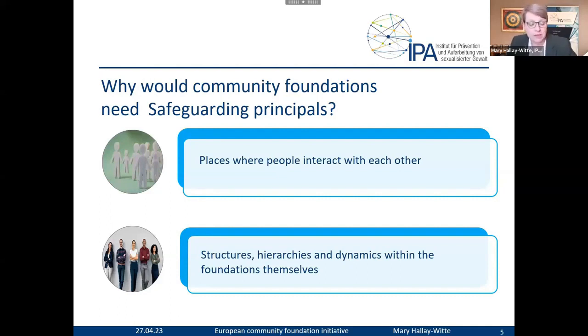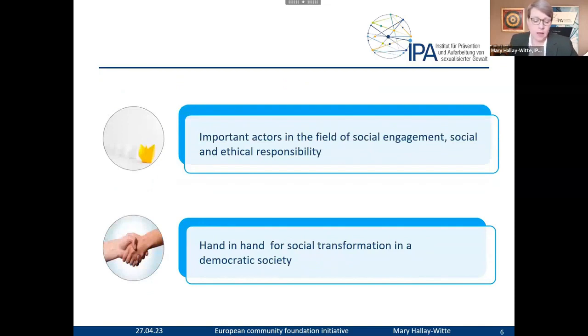Therefore, an awareness is indeed needed for the foundations at the managing level as well as beyond, to take on responsibility for this by taking measures to protect participants as well as their own employees from violence, abuse, and discrimination. Community foundations are therefore important actors in the field of social engagement, and through their work can contribute significantly to the promotion of social justice, education, integration, and the protection of people.